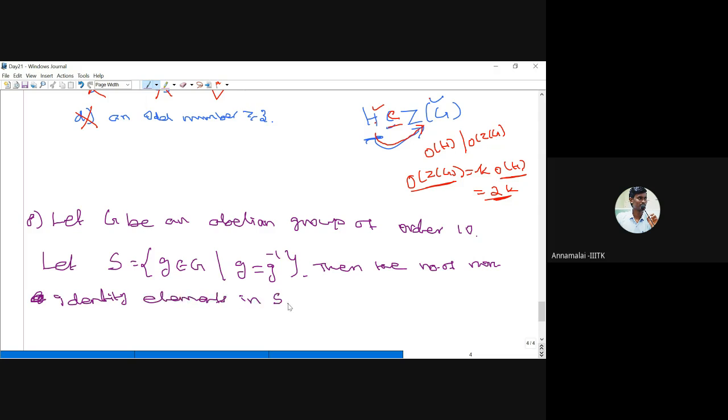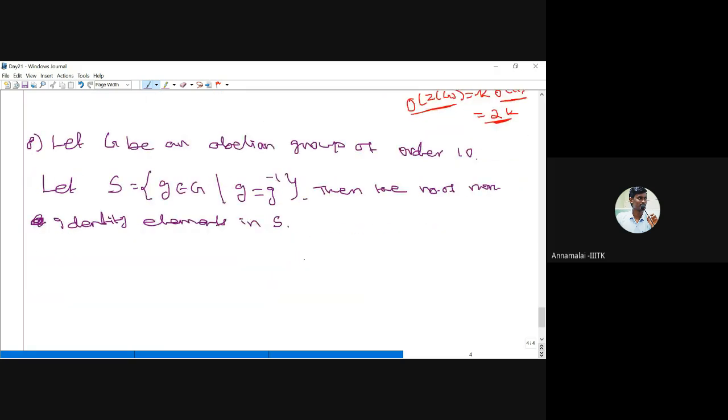How many elements satisfy the condition g equal to g inverse? g equal to g inverse means, multiplying g on both sides, we get g squared equal to identity. So that means we are finding the number of elements whose order is 2. That is very important. The options are: first option 5, second option 2, third option 1, last option 0.